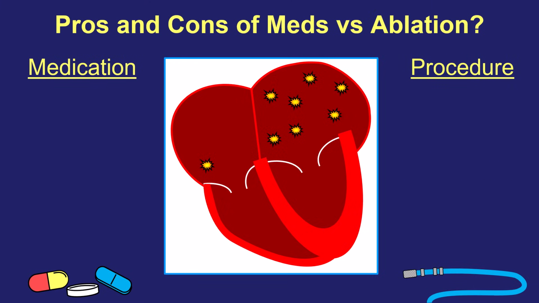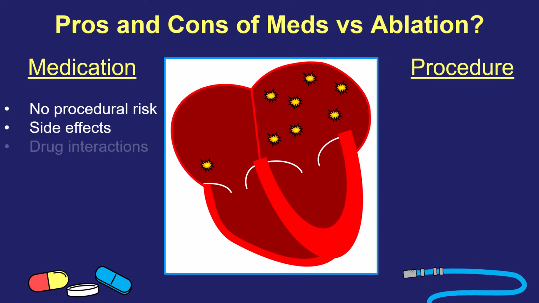What are the pros and cons of medications versus an ablation procedure? Because there are advantages and disadvantages, and we consider these in each individual situation. With medications, there's obviously no procedure risk if you don't do a procedure, so that's an advantage. But there can be side effects of medications. There can be interactions with other medications that the person is taking.